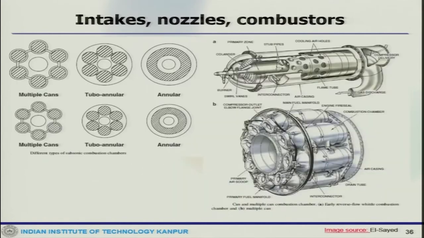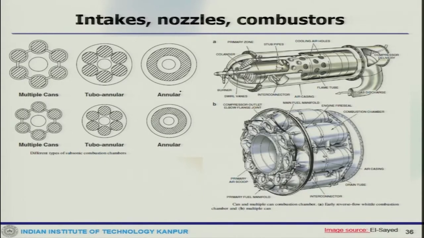One can see here the different types of subsonic combustion chambers. You have multiple cans sitting there, then you have tube annular, and you have annular. These are sometimes called tubular or can type combustion chambers. It is used on centrifugal compressor engines like Rolls Royce, Pratt & Whitney PT6, where the number of combustion chambers varies from 16 to 17 per stage.